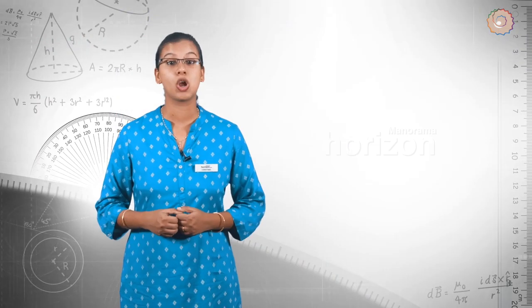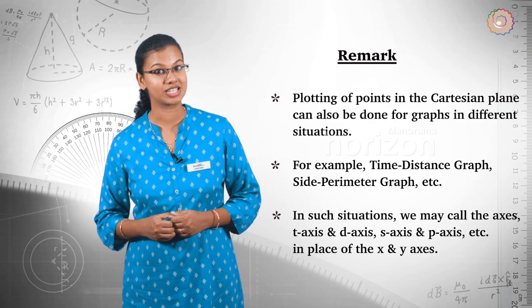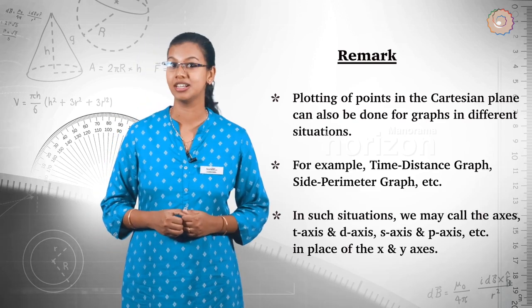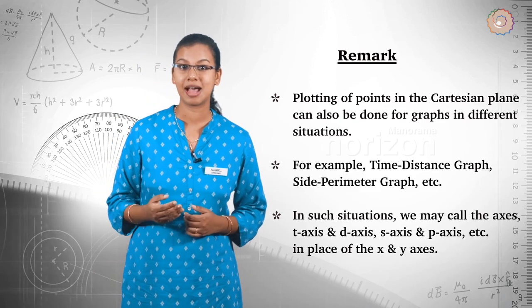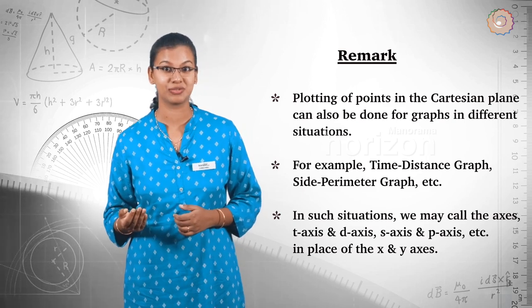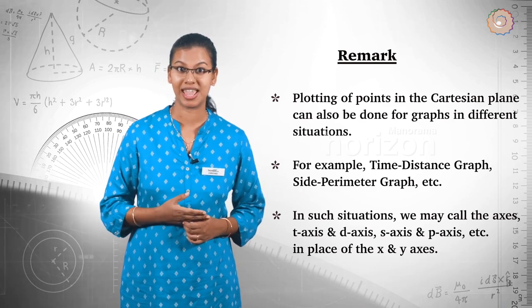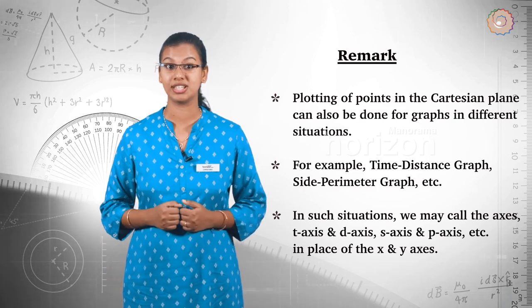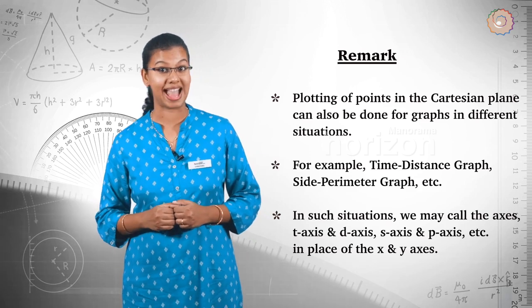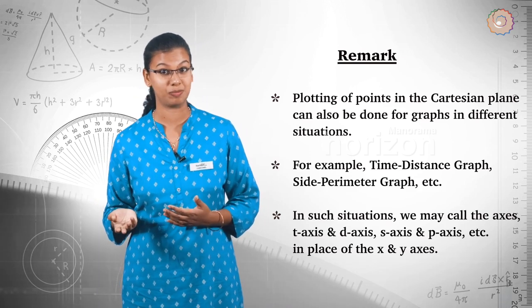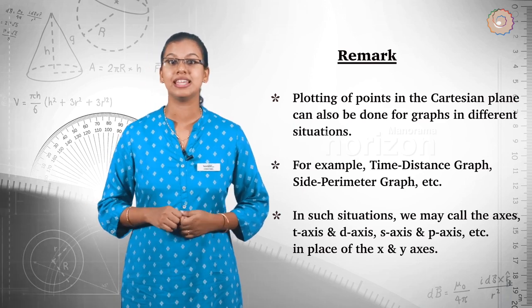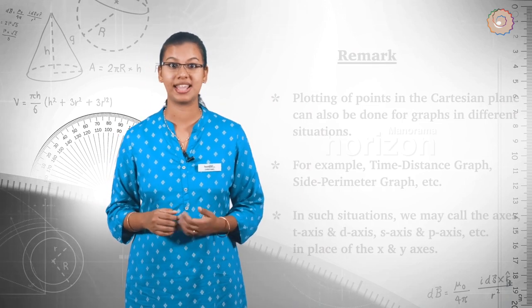Plotting of points in the Cartesian plane can also be done for graphs in different situations, for example, a time-distance graph, a side-perimeter graph, etc. In such situations, we may call the axes the t-axis and d-axis, s-axis and p-axis, etc., in place of the x and y-axis.